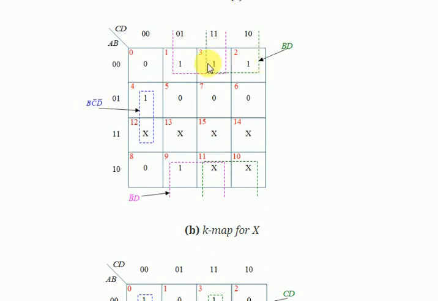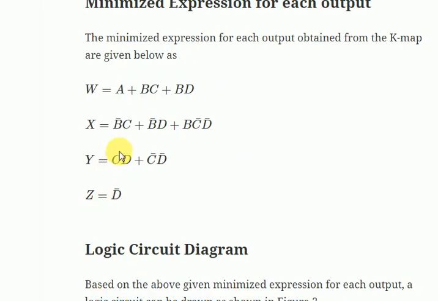When we solve this pair, we get B C complement D complement. Solving the quad of M1, M3, M9 and M11, we get B complement D. And for the quad of M2, M3, M10 and M11, we get B complement C. So X is equal to B complement C plus B complement D plus B C complement D complement. That will be the expression for X.